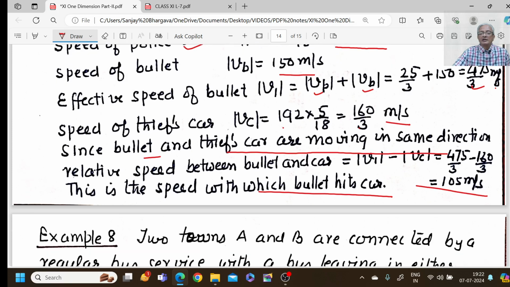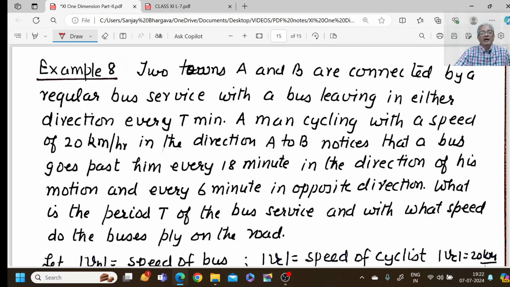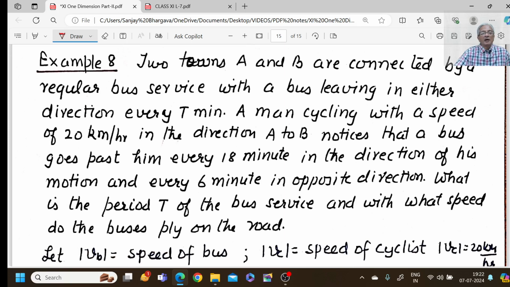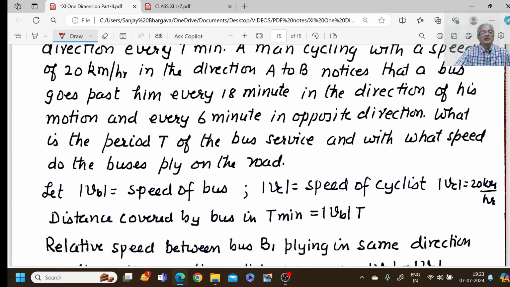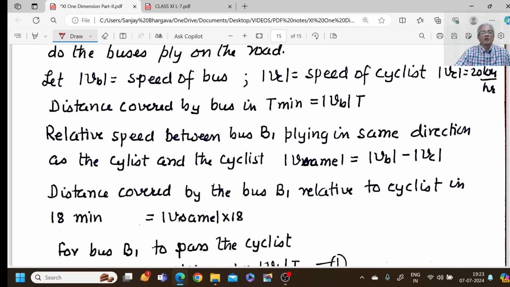Let us pick another example, example number 8. Two towns A and B are connected by a regular bus service with a bus leaving in either direction every T minutes. A man cycling with a speed of 20 km per hour in the direction A to B notices that a bus goes past him every 18 minutes in the direction of his motion and every 6 minutes in the opposite direction. What is the period T of the bus service, and with what speed do the buses ply on the road?